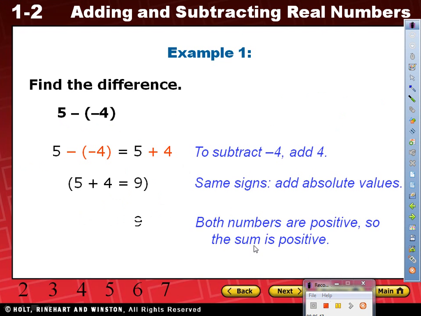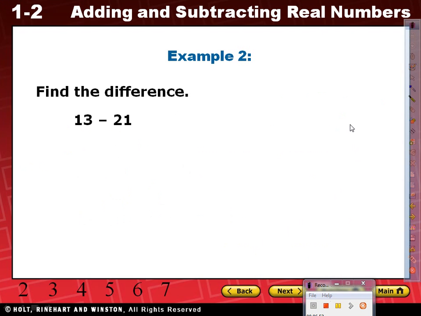Okay, copy this example down. Example number 2. Let's do this one together. Example 2. Find the difference. 13 minus 21.